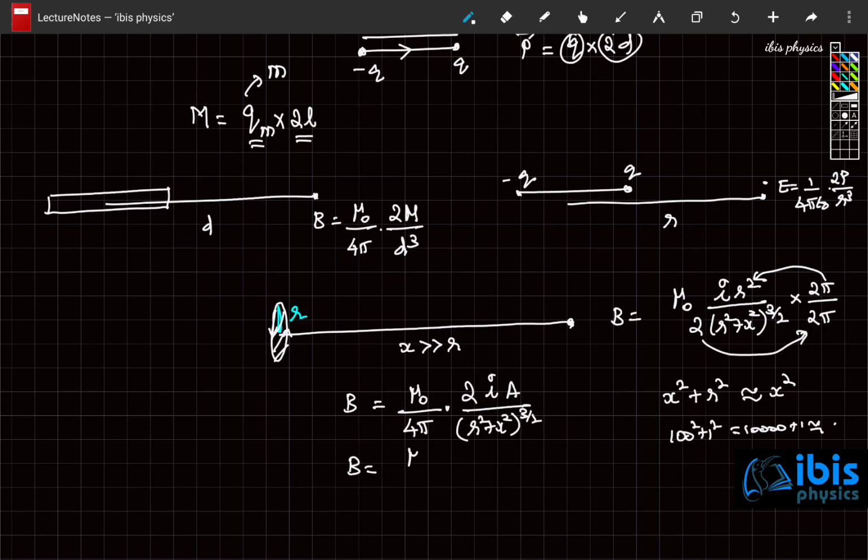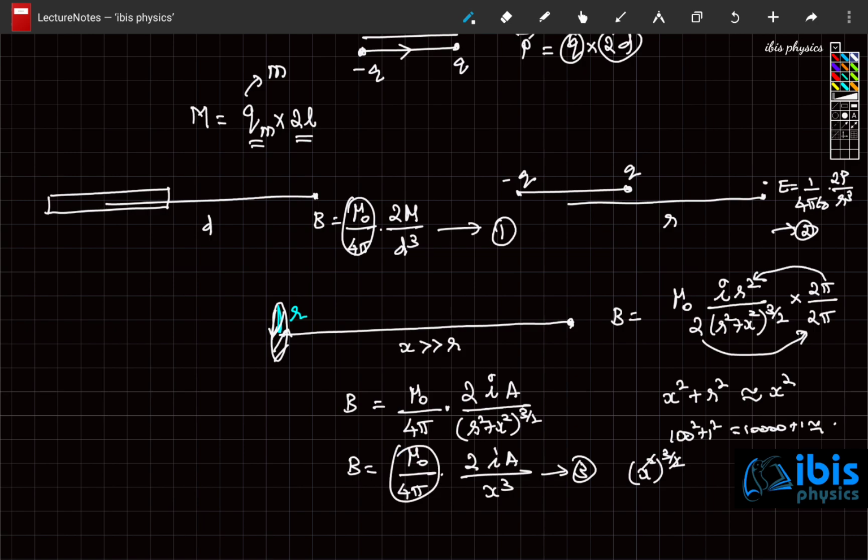So next step, the magnetic field becomes mu naught by 4 pi into 2 I a divided by x square whole power 3 by 2. X square whole power 3 by 2, the 2 and 2 will be cancelled, giving x cube. Now compare equations 1, 2 and 3. In magnetic field, it is mu naught by 4 pi. In electricity, the constant is 1 by 4 pi epsilon naught. Here also, at a point on its axis, this is the magnetic moment and this is the electric dipole moment. Then I a must be equal to the magnetic moment.